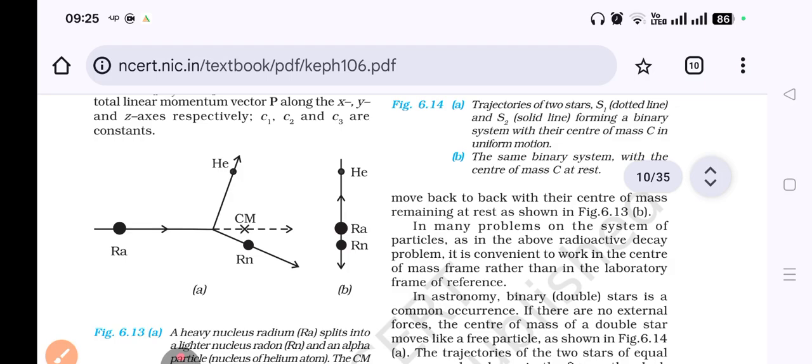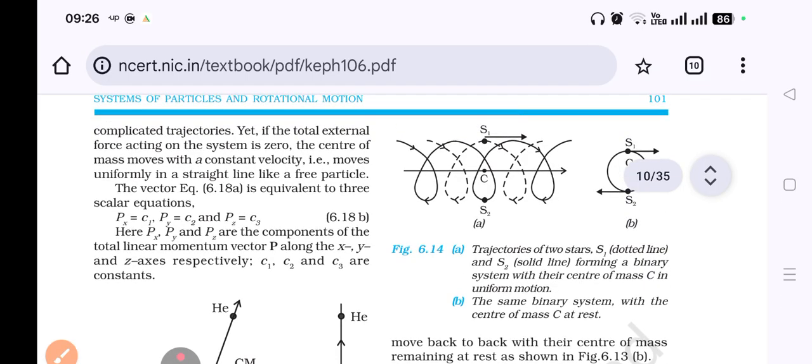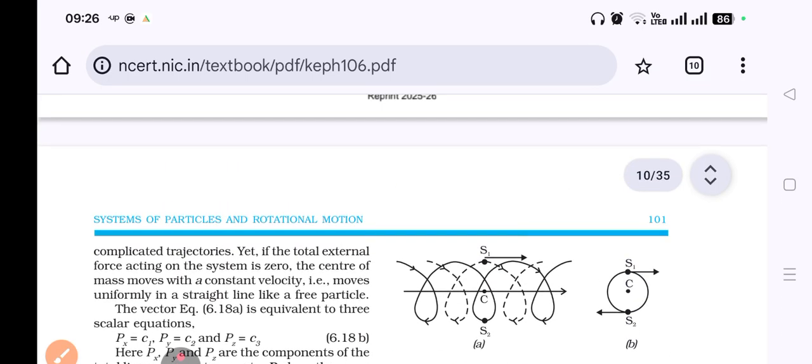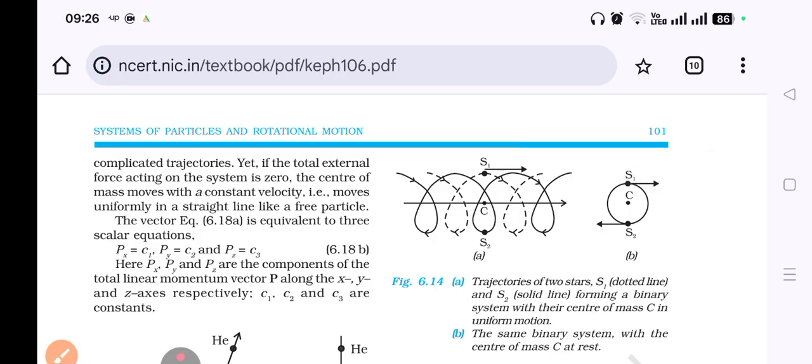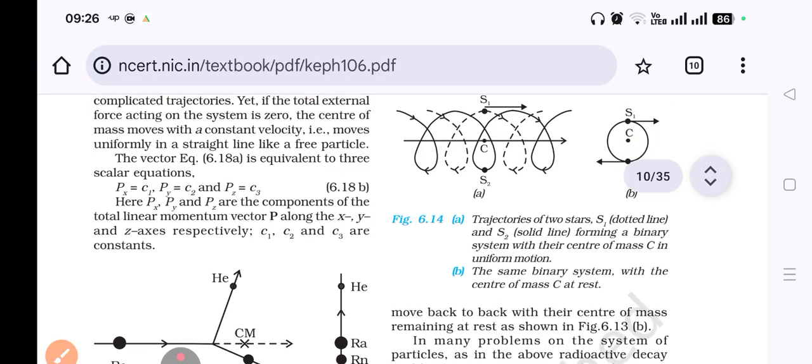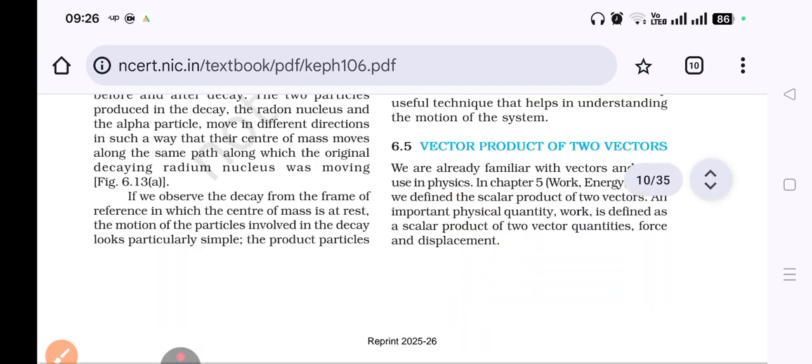And there is one more example. Radon splits into two, helium and xenon, and the center of mass will keep moving along the same path. Similarly for binary stars: there are two binary stars, but because there is no external force, the center of mass will keep moving along the same line. Well, this is all the crux of this.